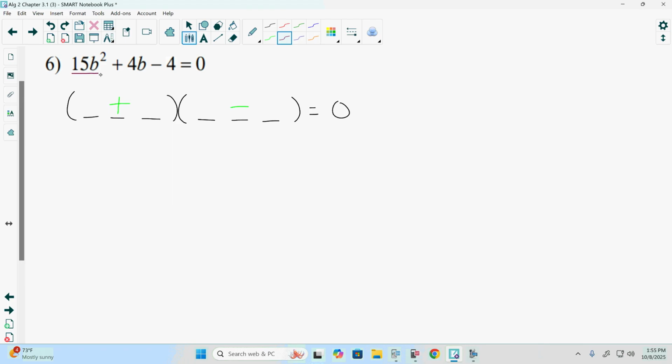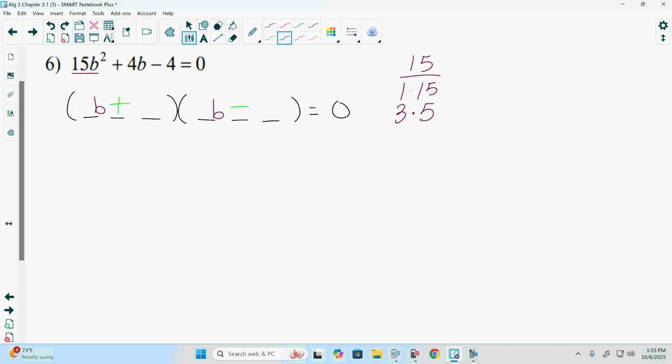15b squared. Well, the factors of b squared are going to be b and b. Now, the factors of 15, we have two of them. We have 1 and 15, or 3 and 5. Now, we need to pick which one we're going to try first to see if we get the correct factors from it. So 1 and 15 or 3 and 5?